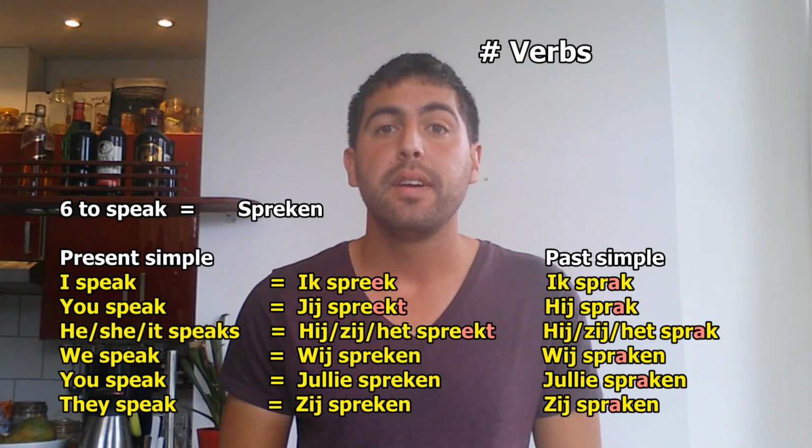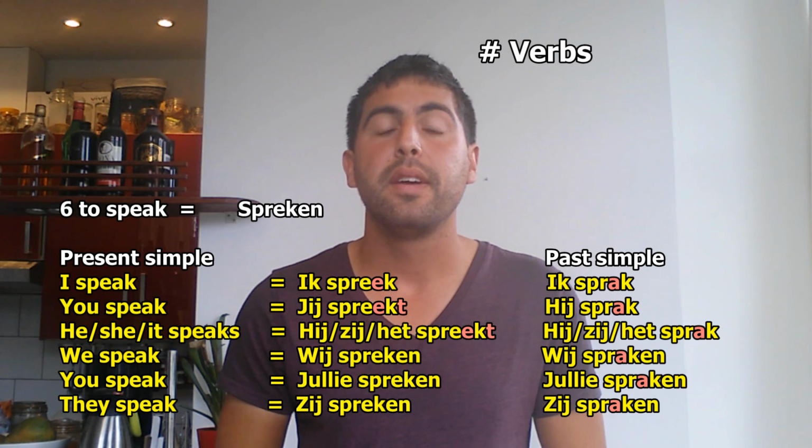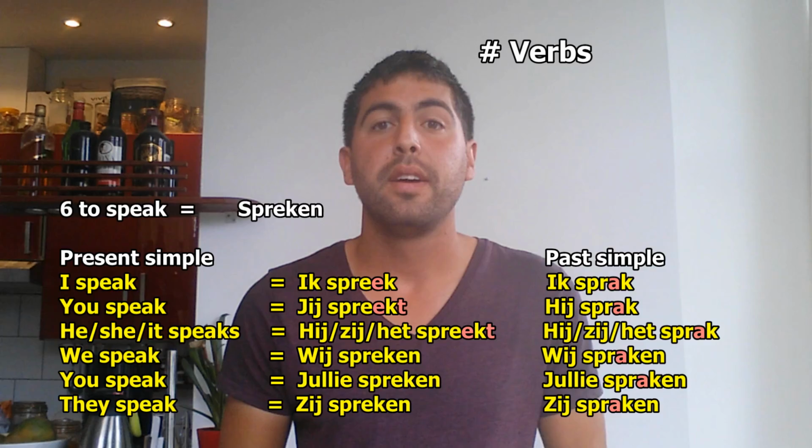Okay, so now let's check the pronunciation. Ik spreek. Jij spreekt. Hij spreekt. Wij spreken. Jullie spreken. Zij spreken.